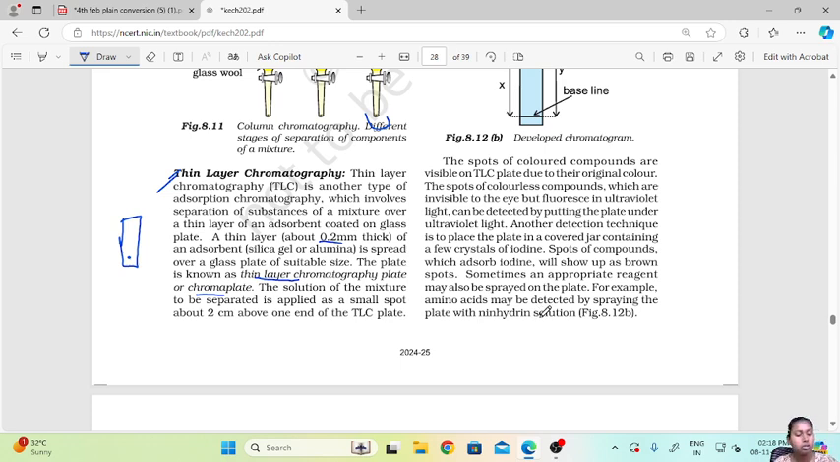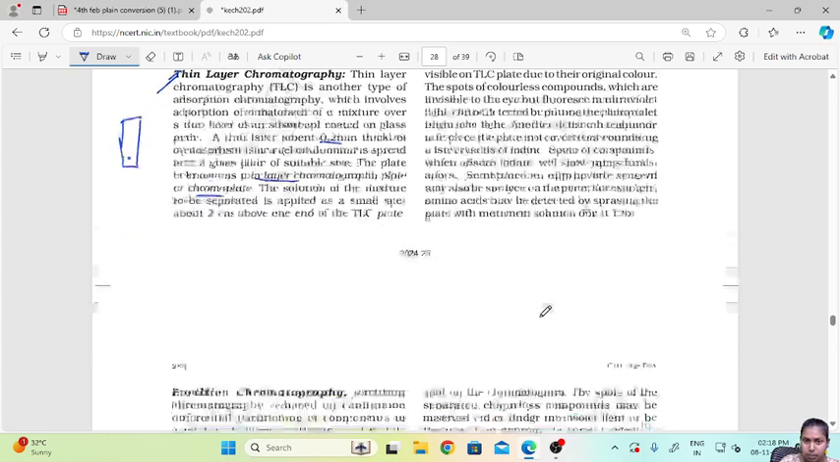So you can observe the colorless spots under UV light, or by placing them into an iodine gas chamber, or by spraying a reagent solution or any other reagent onto the TLC plate.